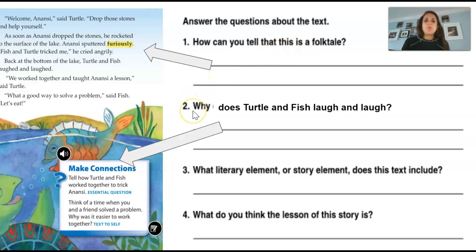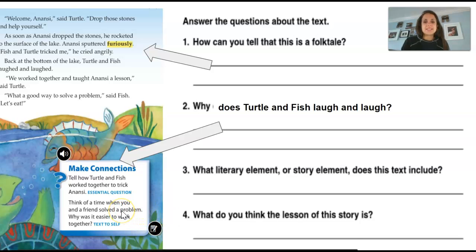Number 2, why do turtle and fish laugh and laugh? So now we're thinking about the characters in the text. So when you're reading your text today, you will be thinking about your characters and what they say or do. Number 3, what literary element or story element does this text include? And number 4, what do you think the lesson of this story is?